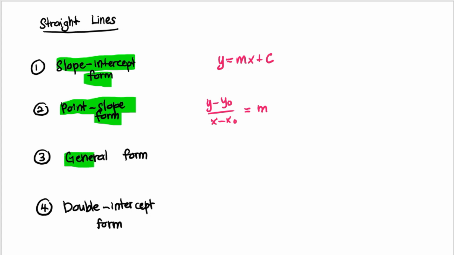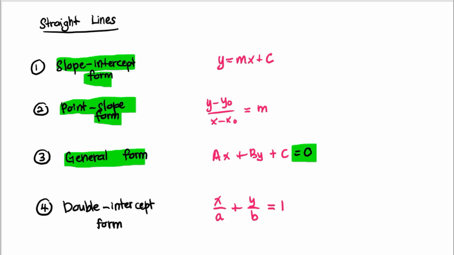The next one is the general form for the straight line equation. This can be written as ax plus by plus c, which is equal to 0. Always, the general form is equal to 0. And the last one is the double intercept form, which is x divided by a plus y divided by b equal to 1. Here a is the x intercept, and b is the y intercept.